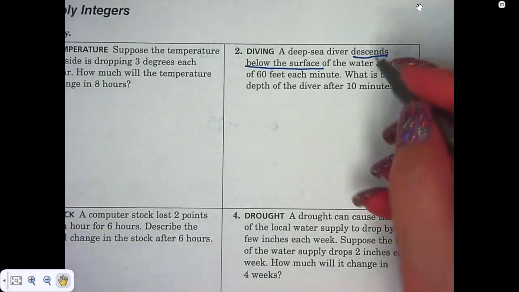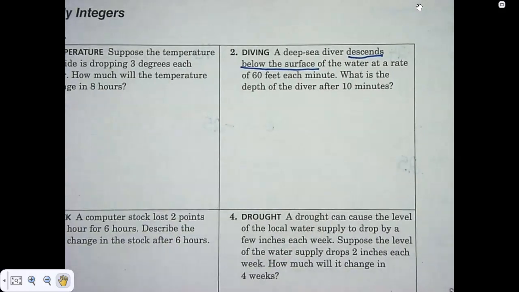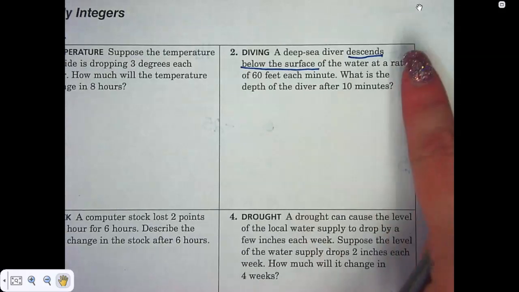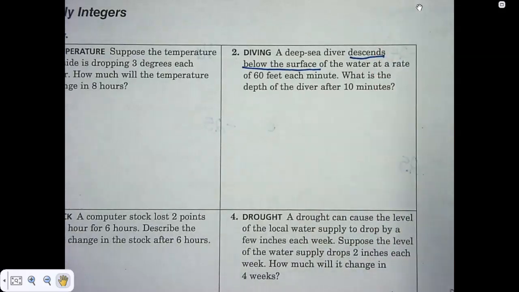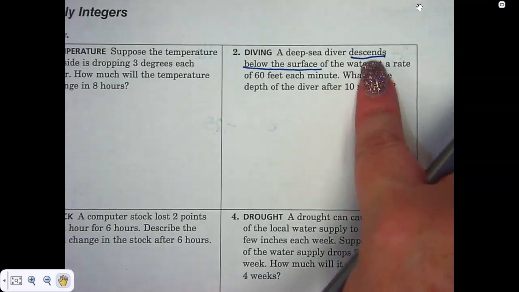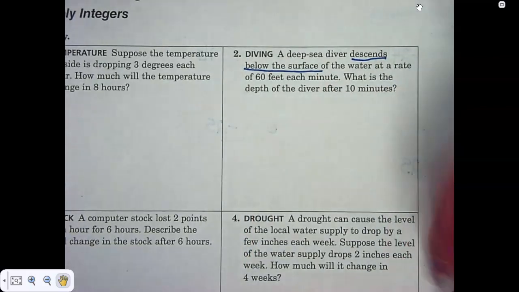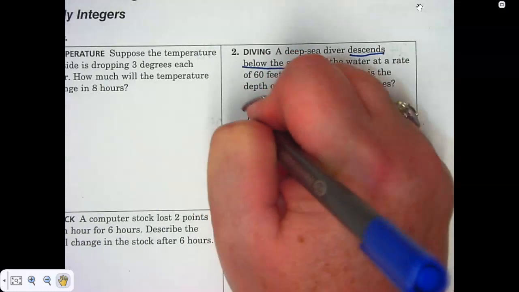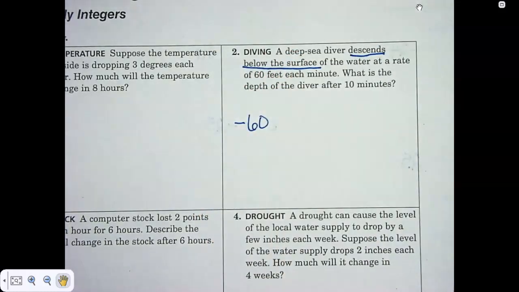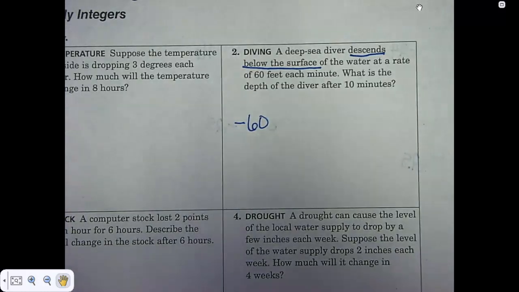It's negative 60. How did you know that? Yes, he descends. That means negative. That means going in the downward direction. And below the surface of the water also is another indication. So negative 60. And for 10 minutes. So time is positive. And what kind of problem is this? Is this multiplication or division?